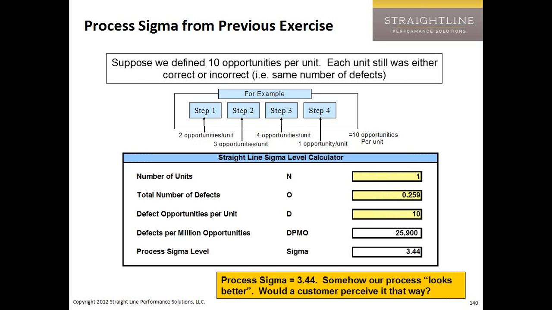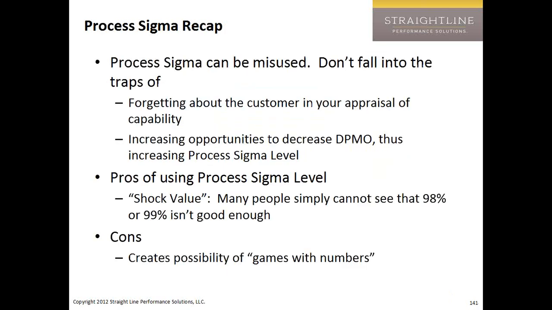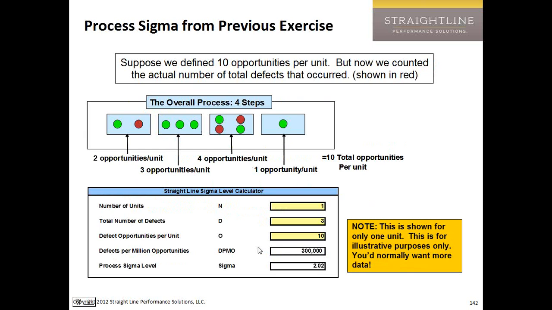Let's look at our final example. And on slide 141, we're just really talking about that. The real pro is that there's a lot of shock value with this. We've said that enough. And the cons are it can create a possibility for playing games with numbers. So let me just say it to you, don't you play games with numbers. I don't play games with numbers. Most people play games with numbers unknowingly, if at all.